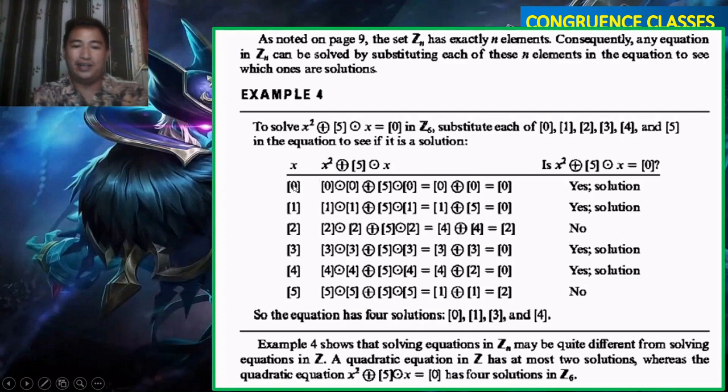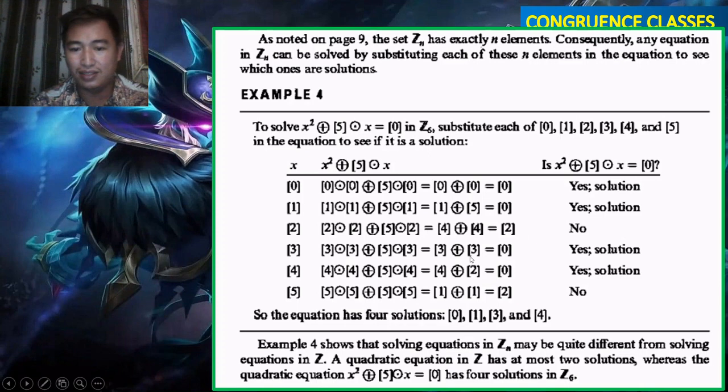So, let's try 0. X squared man na kasi. So, 0 times 0 plus 5 times 0. 0 times 0 is 0, and then plus 5 times 0 is 0. So, 0 plus 0 is 0. So, equal man siya ni 0 in Z6. Therefore, yes, it is a solution. So, you try 1 to 5, class.